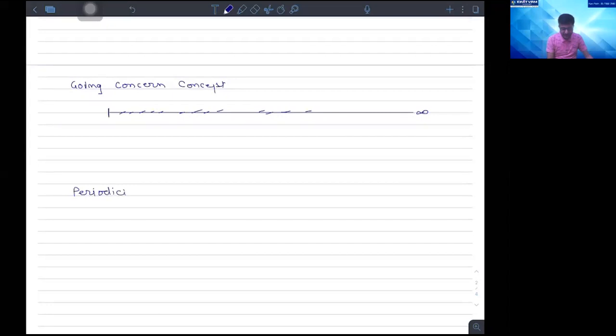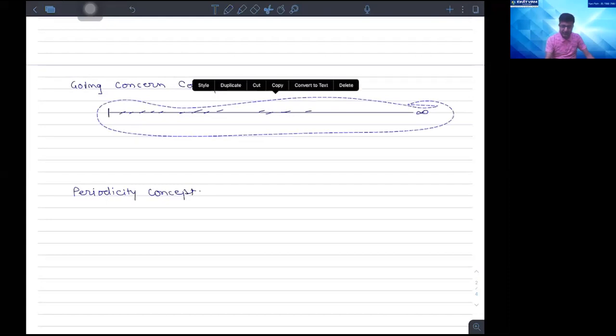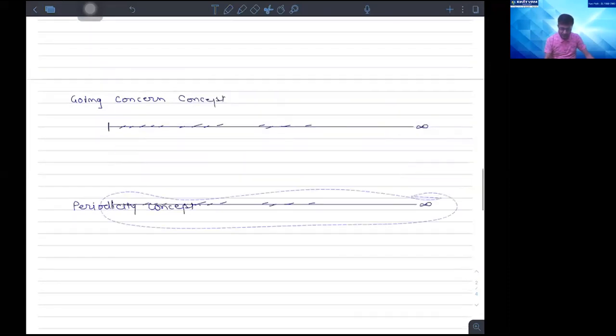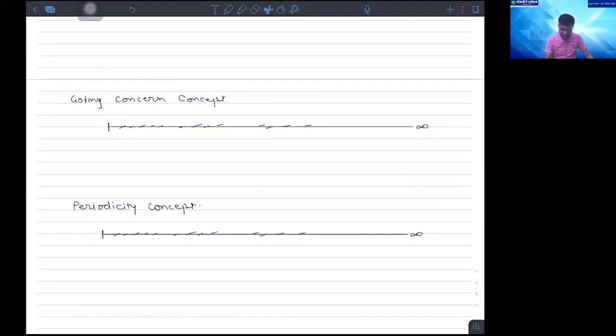This periodicity concept says what? That whatever is your going concern period, that going concern period should be divided into small periods at regular intervals. So we divided this particular going concern into small periods of 1 year each. In India, we start from 1st of April and end on 31st March of the subsequent year. We call that a financial year.